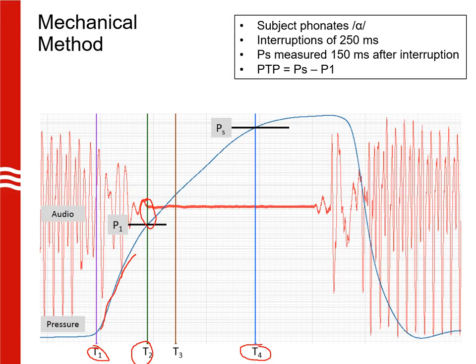This is set at 150 milliseconds after the interruption, based on previous research done at our lab for a reliable time constant for subglottal pressure. To calculate the phonation threshold pressure, the pressure marked at T2 is subtracted from the pressure marked at T4. In other words, phonation threshold pressure is equal to subglottal pressure minus the pressure measured at the phonation cutoff.